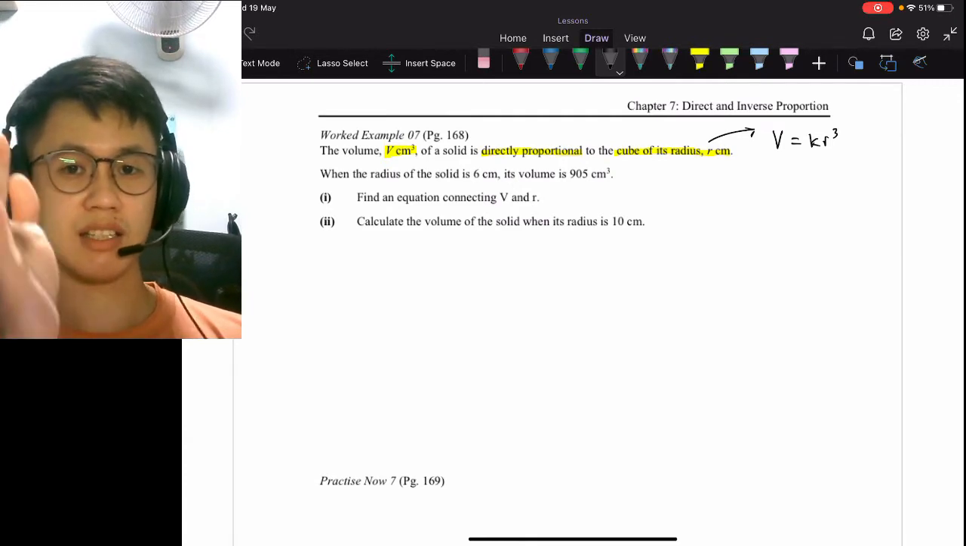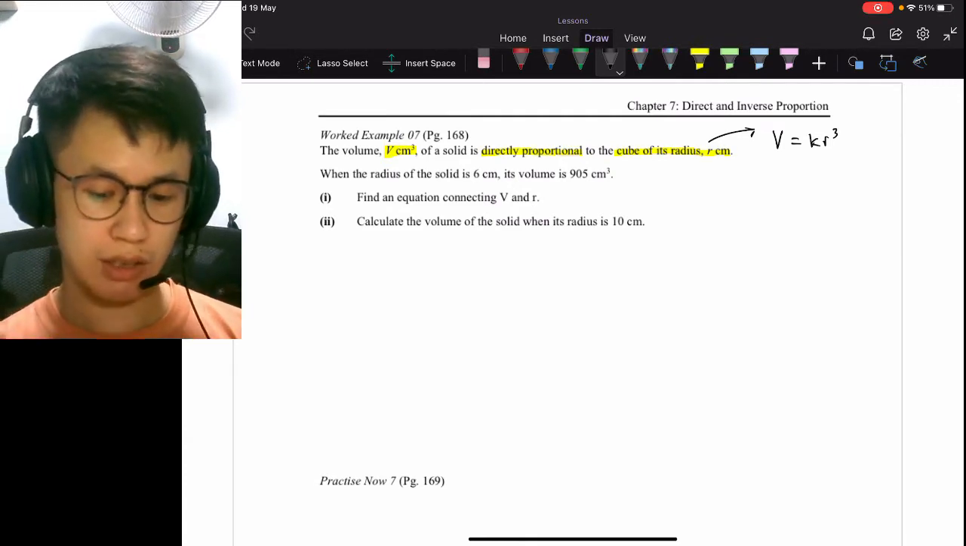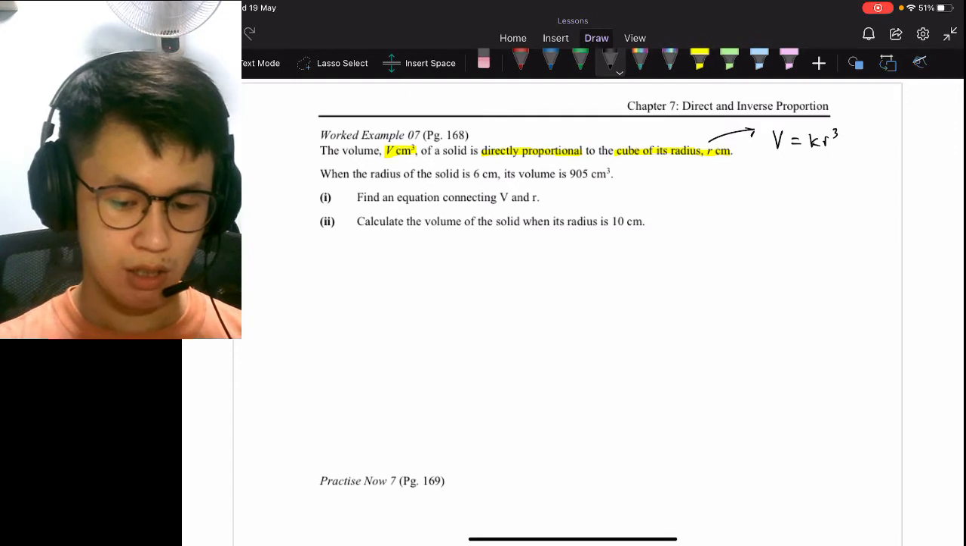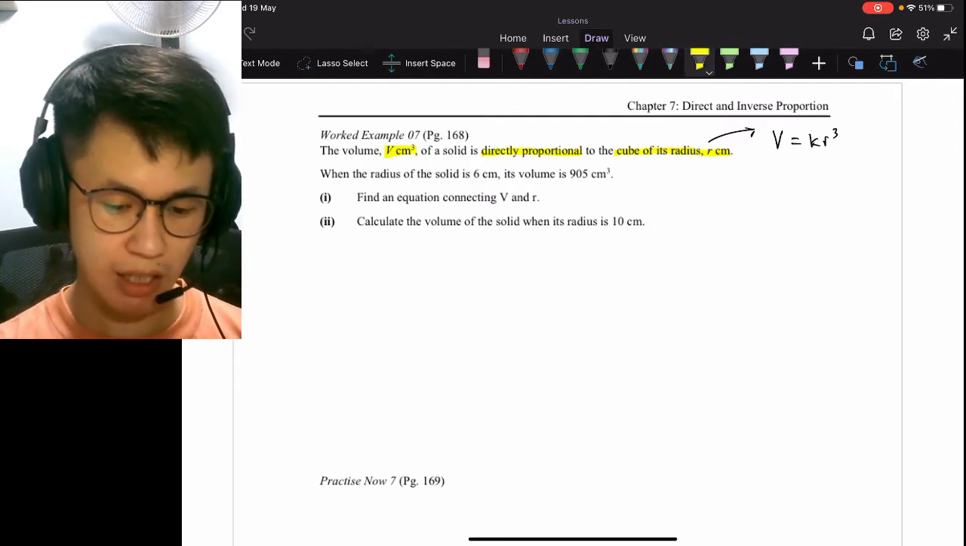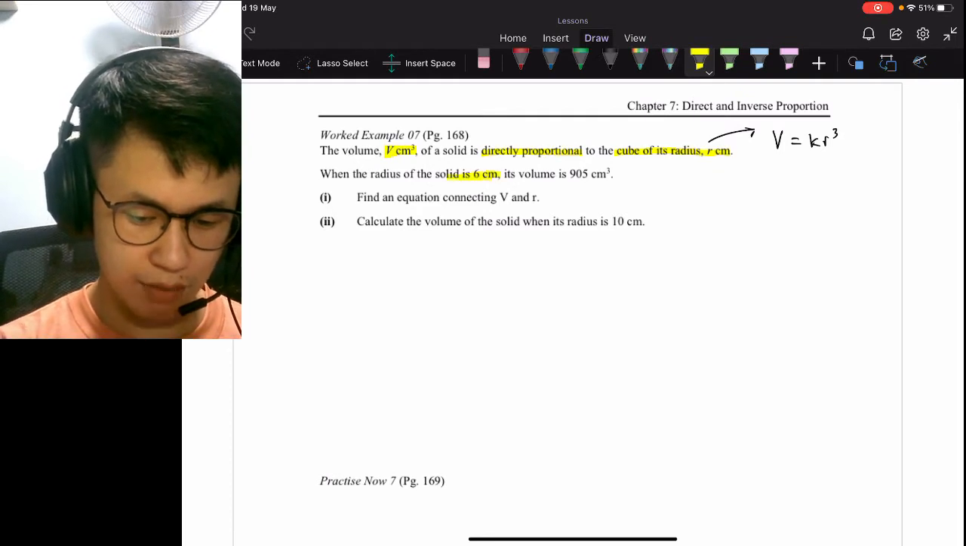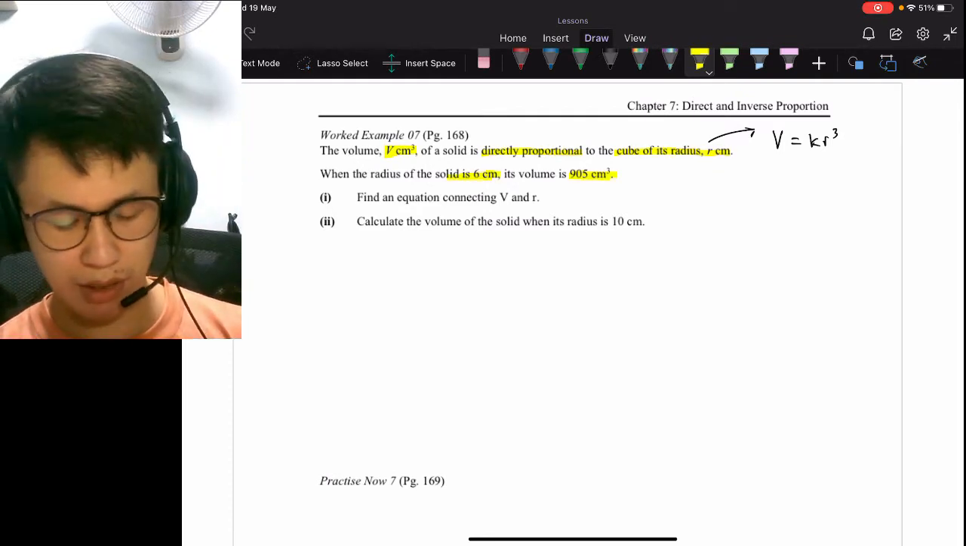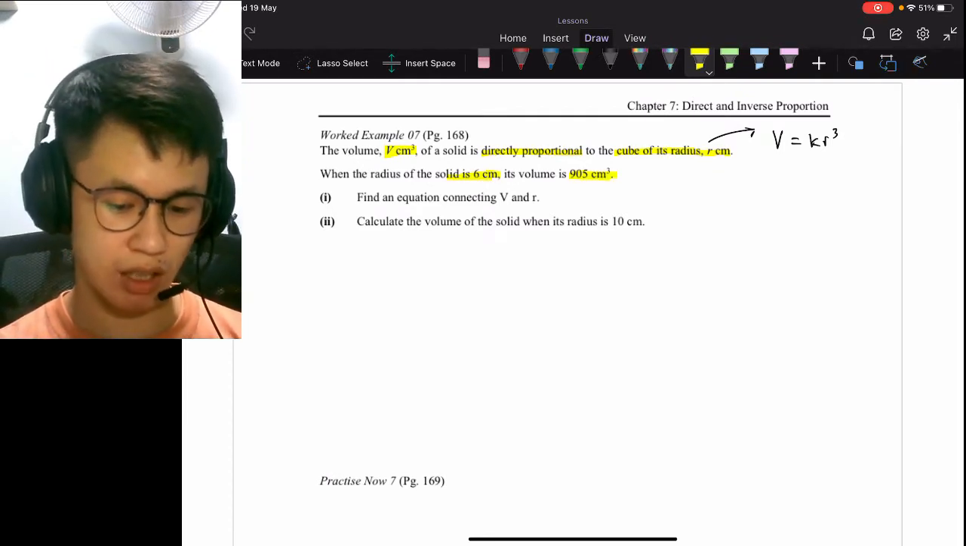The facts. The facts are very important. And this is a fact, this is a given condition. So let's continue on. When the radius of the solid is 6 cm, the volume is 905 cm cube. Let's find an equation connecting V and r.